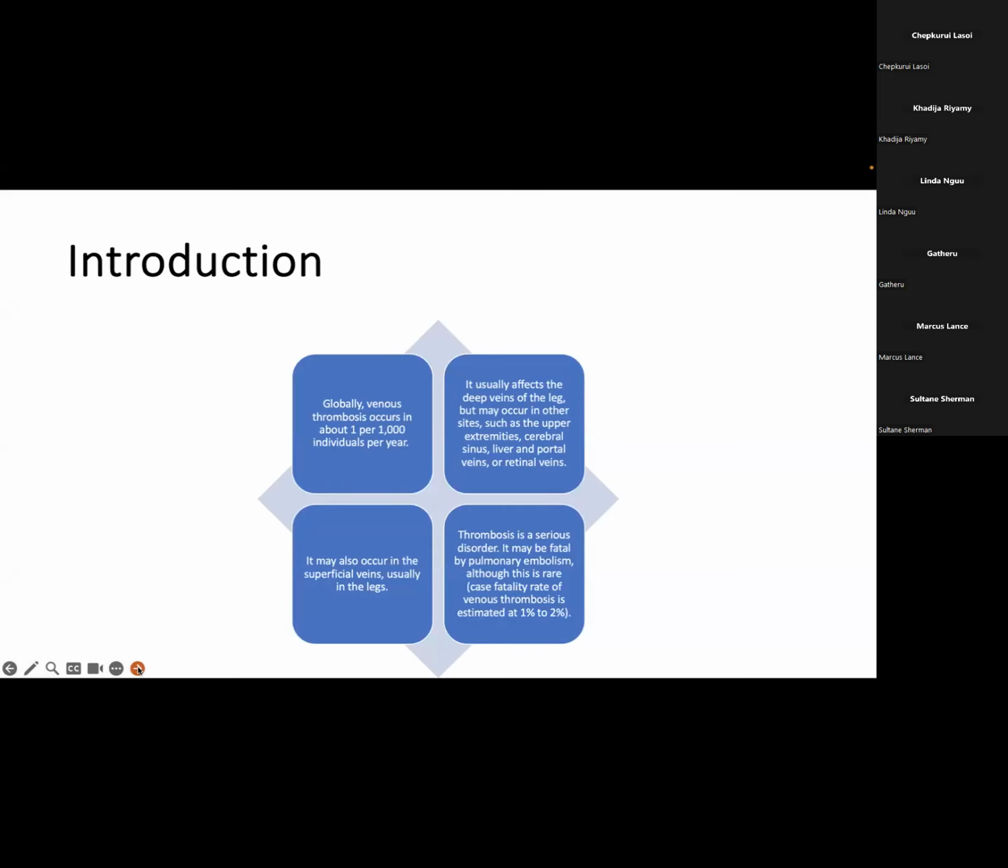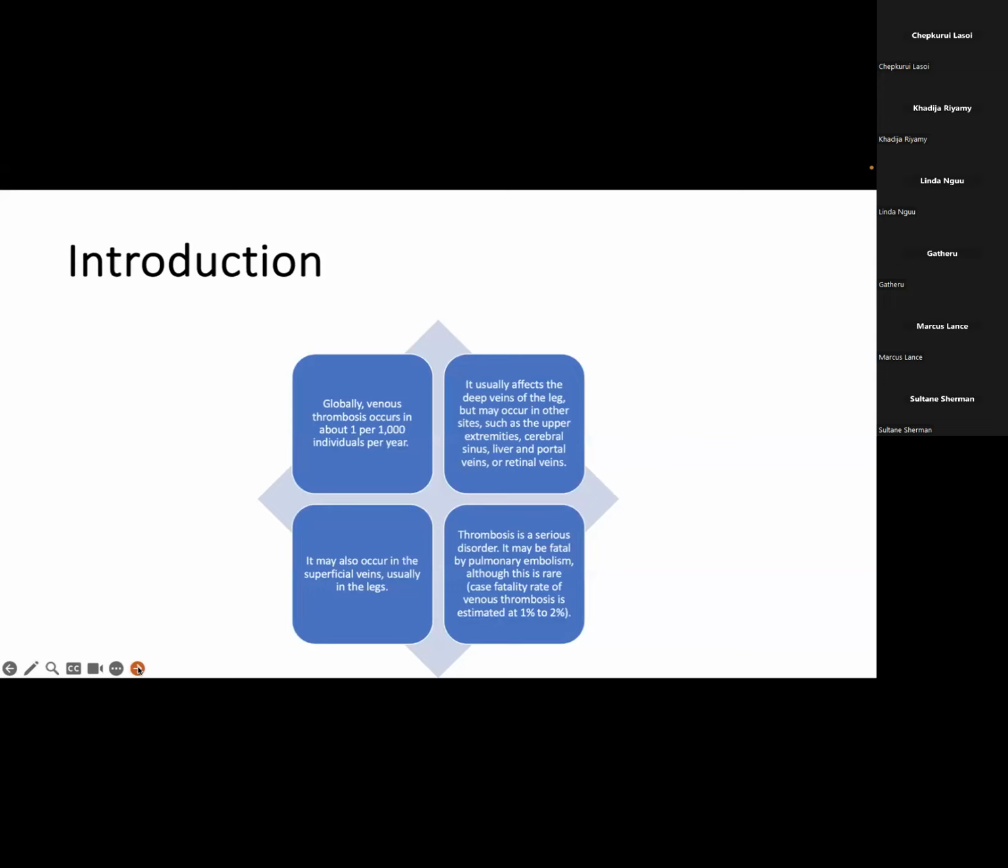So globally, venous thrombosis occurs in about 1 per 1,000 individuals per year. That's global. So it's not that bad. It usually affects the deep veins of the leg, but may occur in other sites, such as the upper extremities, cerebral sinus, liver, portal veins, or even retinal veins. It may also occur in the superficial veins, usually in the legs, in the form of varicose veins.